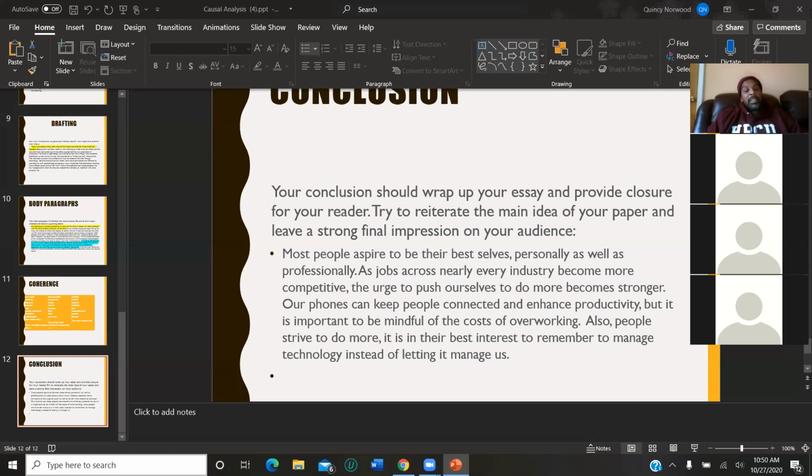Most people aspire to be their best selves personally as well as professionally. As jobs across nearly every industry become more competitive, the urge to push ourselves to do more becomes stronger. Our phones can keep people connected and enhance productivity, but it is important to be mindful of the costs of overworking. As people strive to do more, it is in their best interest to remember to manage technology instead of letting it manage them. But you get the gist. So wrap up without introducing any new material.